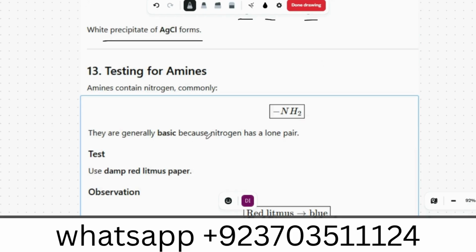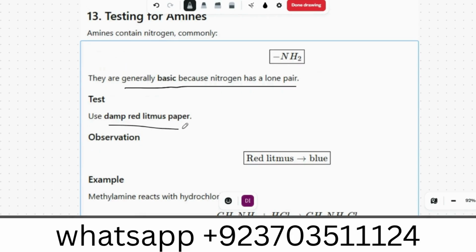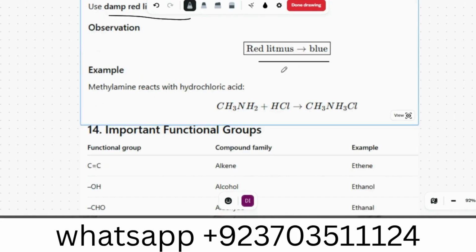Testing of amines. Amines contain nitrogen, commonly NH2. They are generally basic because nitrogen has a lone pair. Use litmus paper, and the litmus paper will turn blue, because it is alkaline. Methylamine reacts with hydrochloric acid to give us a salt.